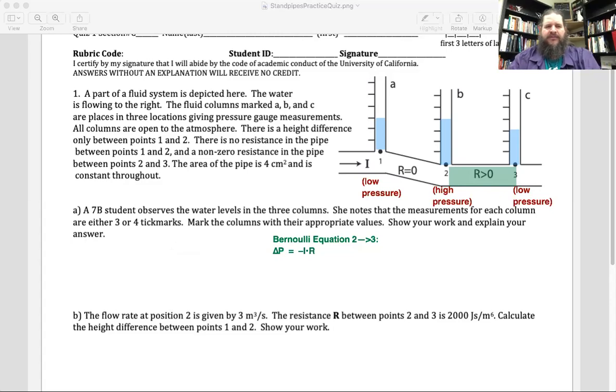Yeah, delta pressure, which we can even see from the difference in tick marks, plus potential energy density, rho g delta y. And since there's no resistance in this section, we wouldn't include any resistance. And of course, no pump either, and no change in cross-sectional area, so no change in speed. But what do we know about this delta pressure and this delta pressure from 1 to 2 and from 2 to 3?